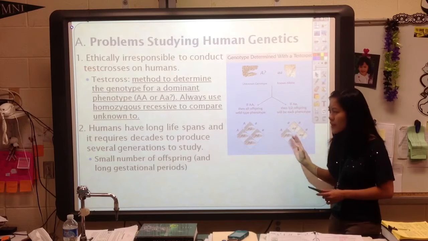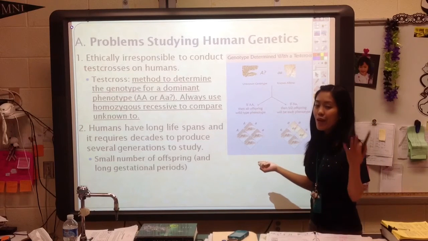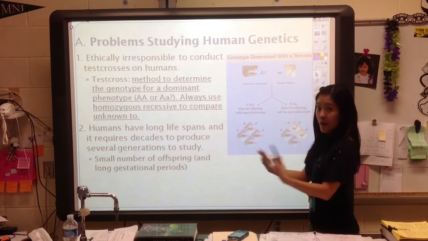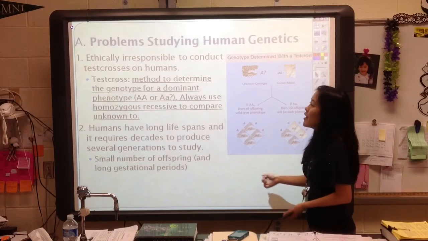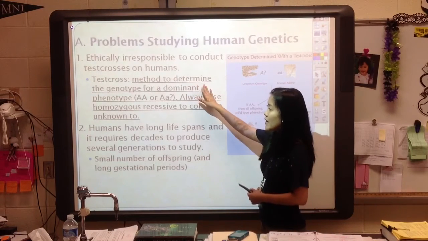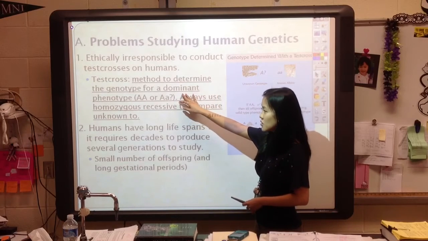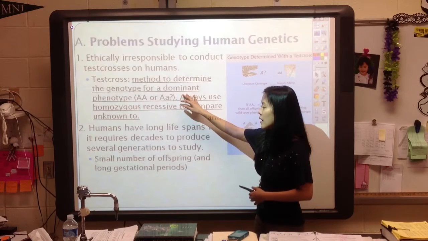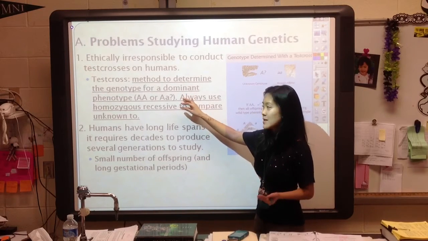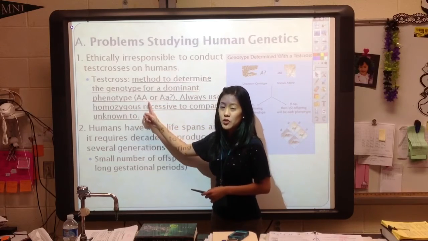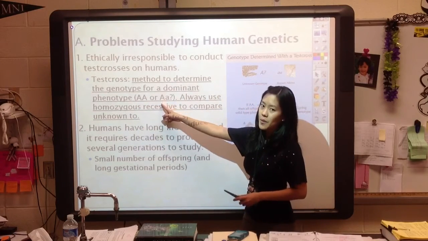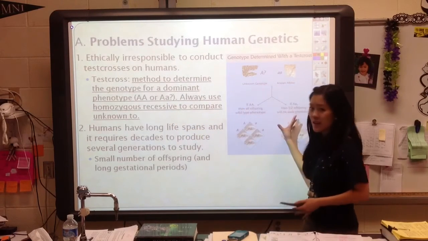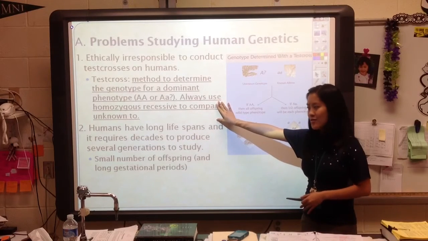All right? But for humans, if we don't know what the genotype of a parent is, we can't just do a test cross. We can't just tell them to go have offspring so we can figure this out. So the test cross method is used to determine what type of genotype a dominant phenotype has. So again, let's say a parent has Huntington's disease. We don't know if they're homozygous, with two big letters, or heterozygous, a big letter and a lowercase letter. So in order to figure this out, we could do a test cross, but just not in humans. We're not allowed to do that.